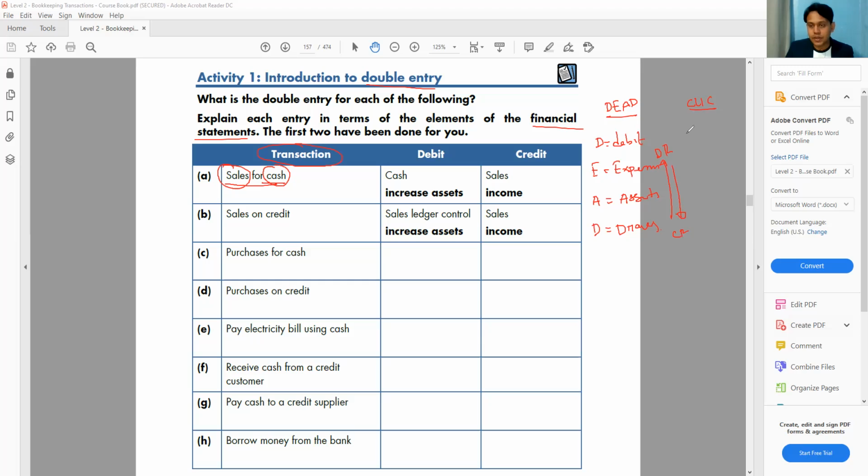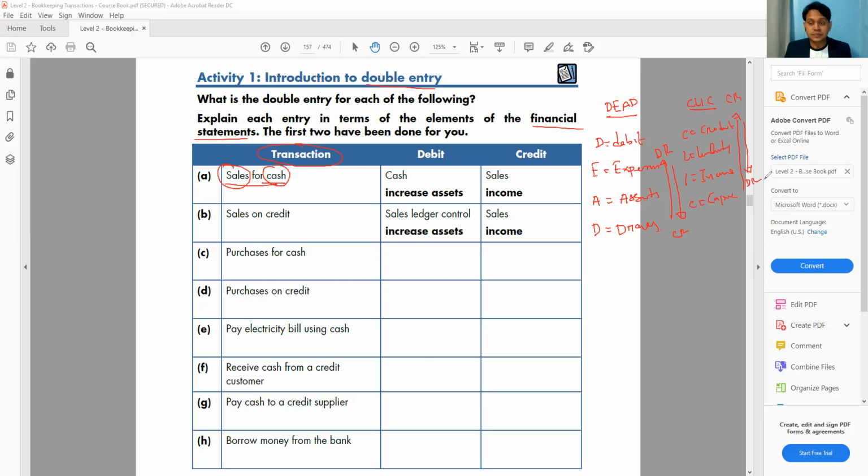On the other hand, we have C for credit, L for liability, I for income, and C for capital. And when all of these are going up, this is our credit. When all of these are going down, that's my debit. This is the opposite of our debit.